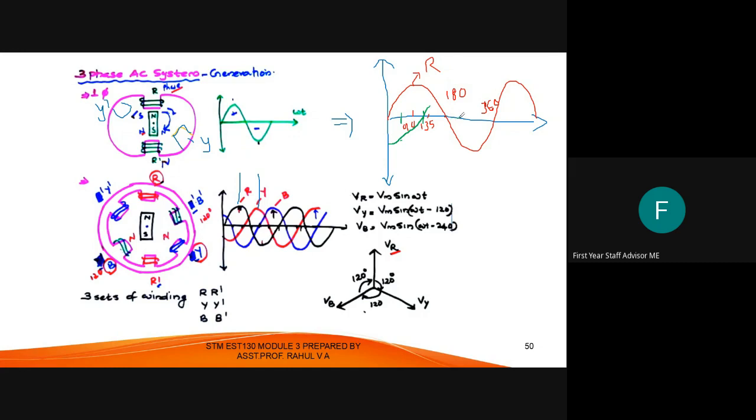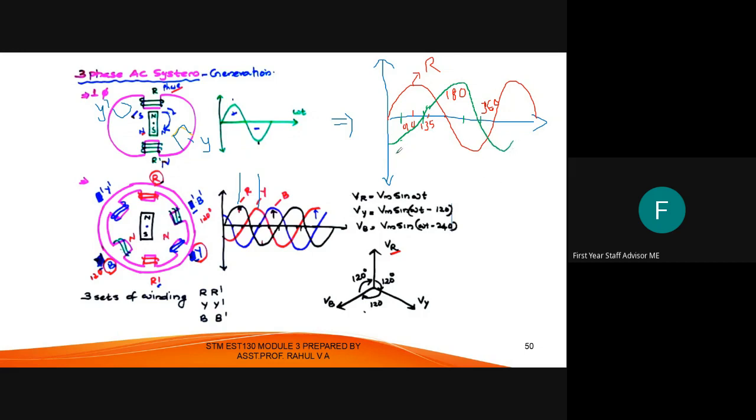Then again I can divide this by 60 degrees. So this is 180, this is 240, this is 300. After reaching 120, at 300 it comes to 0. And like this, I will get the waveform.